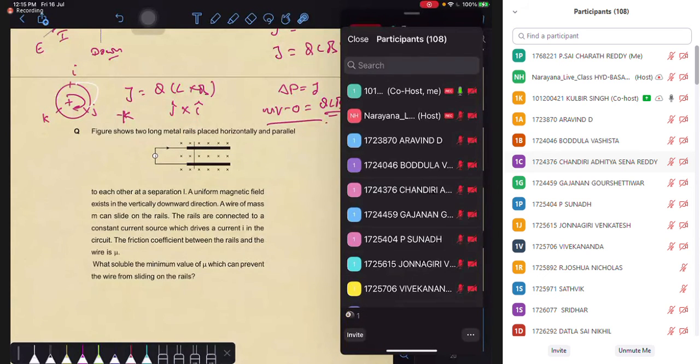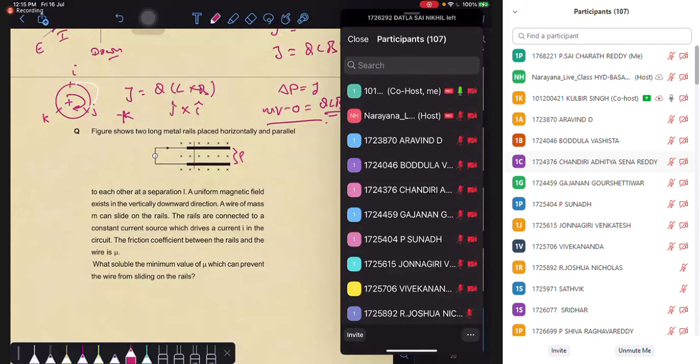So he says that these two long metal rails are placed horizontally and parallel to each other at a separation of L. So this separation is given as L. A uniform magnetic field exists in the vertically downward direction. So this cross, what is the meaning of the cross? Here, the cross represents the magnetic field. A wire of mass M can slide on the rails.